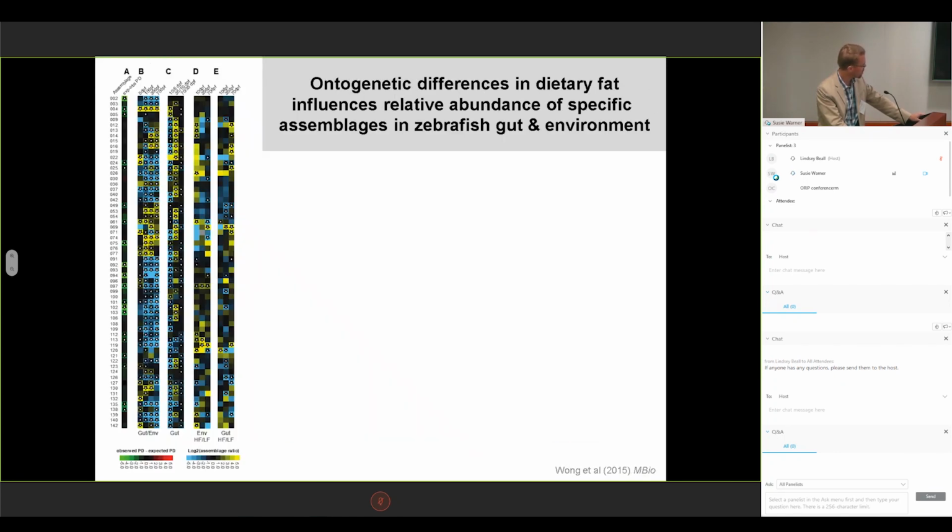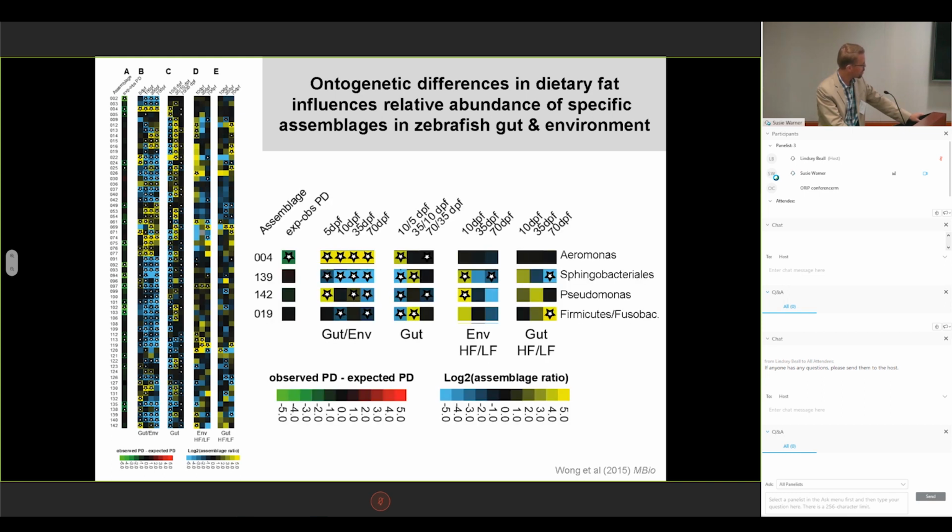This is our analysis of all the assemblages that we pulled out of the study, but I'm going to highlight just a few of these for discussion here. So each row is an assemblage. The first bit that I want to draw your attention to is here. This is a blue to yellow ratio of the relative abundance of that assemblage in the gut versus the water, okay? So what you can tell here in this assemblage at the top, which happens to be dominated by bacteria from the genus Aeromonas, this assemblage was enriched in the gut at all stages, right? So there was proportionally more of this assemblage in the gut compared to the water. So there's something about the gut which somehow enriches for these microbes.